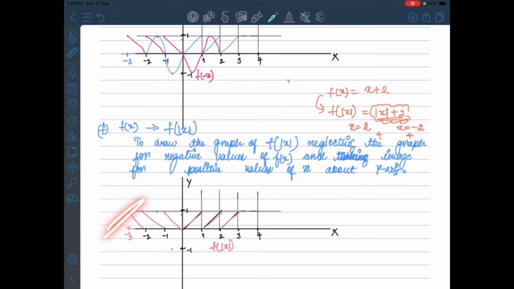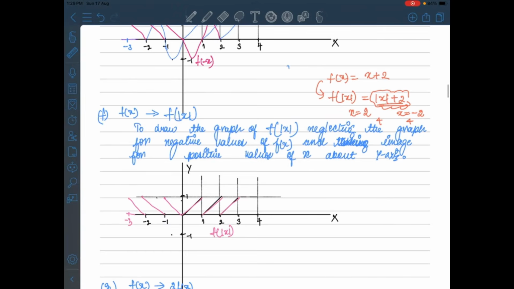You erase the graph, whatever was the original graph of f of x, to the left of the y-axis, erase it completely. Whatever is the graph on the right side, that mirror image you will take. And this complete thing is the graph of f of mod x.